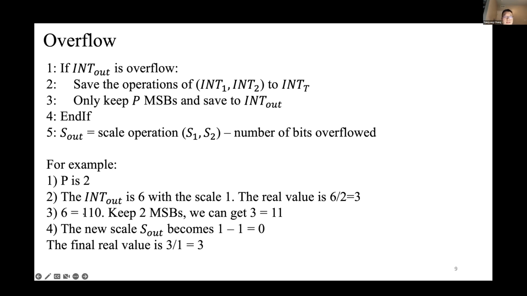We know 6 is 110 in binary format, and we only want to keep the 2 MSBs. We can get 3 because we only want to keep 1 and 1. And for the new scale value, we need to manage the number of bits overflowed. So 1 minus 1, we get 0. So the final real value will be 3 over 1, equal to 3. So even when we handle the overflow value, we can still get the same result.